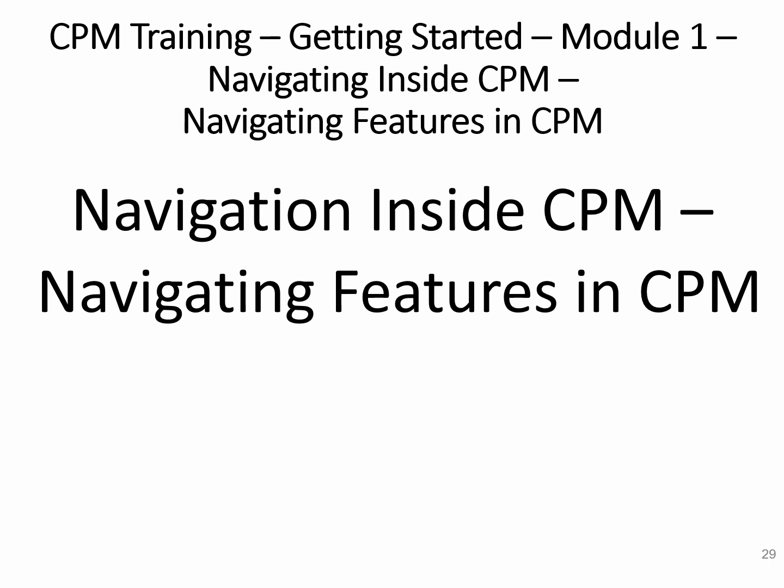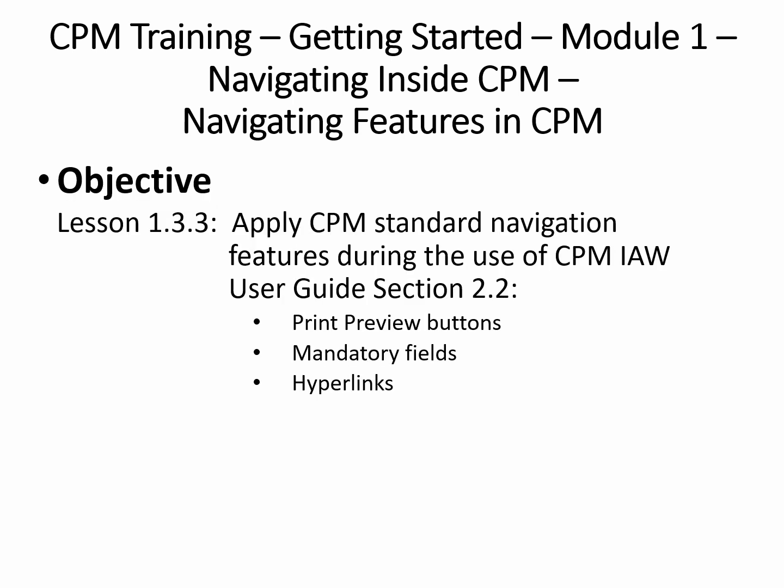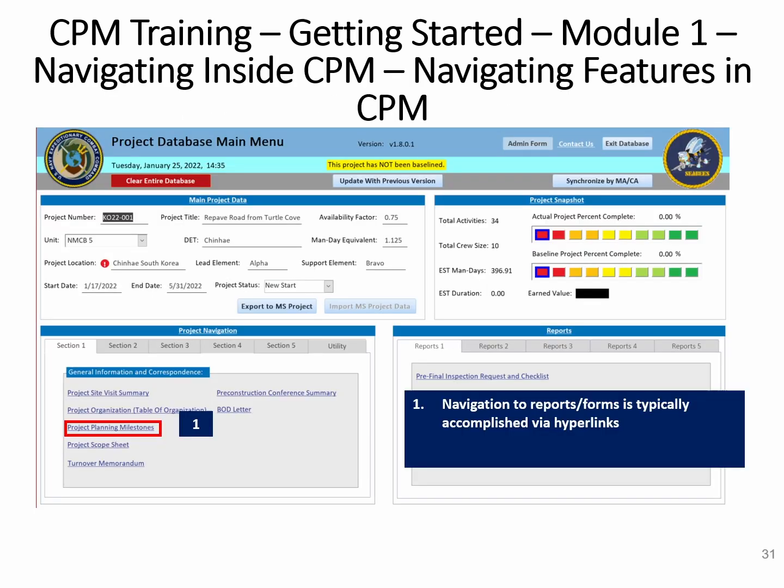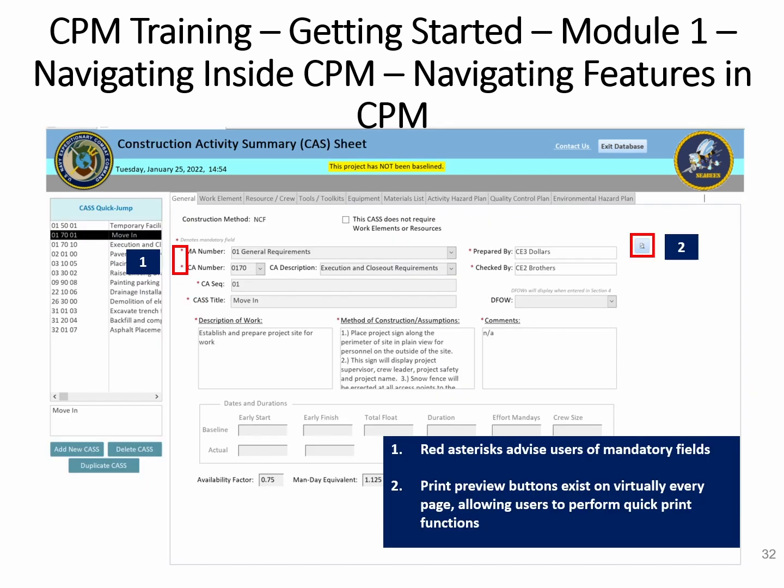Navigating features in CPM. So how to print. If you go to any one of these forms in any section, you'll see the asterisks. The red asterisks mean that it is required as a minimum to complete a CAS sheet, a form, etc. The second part is you always see a paper with a magnifying glass. That will show you a preview, and then you can print from that preview.